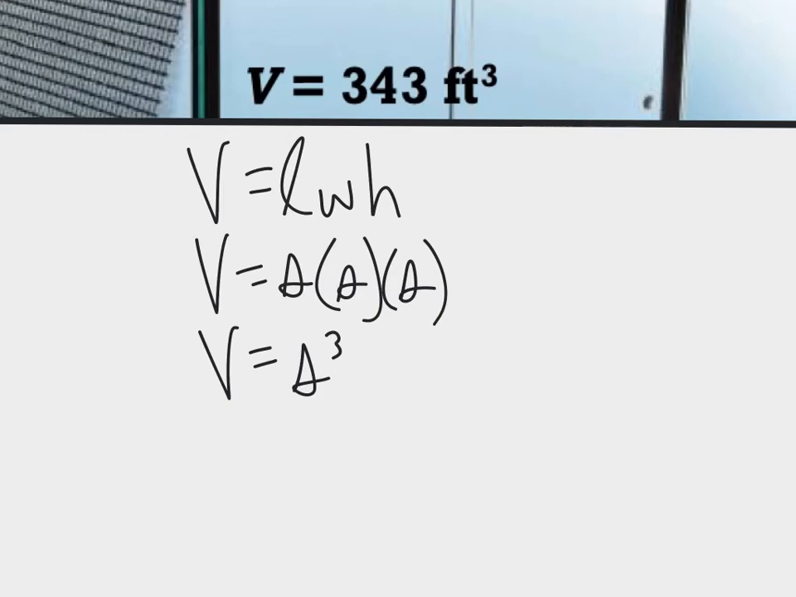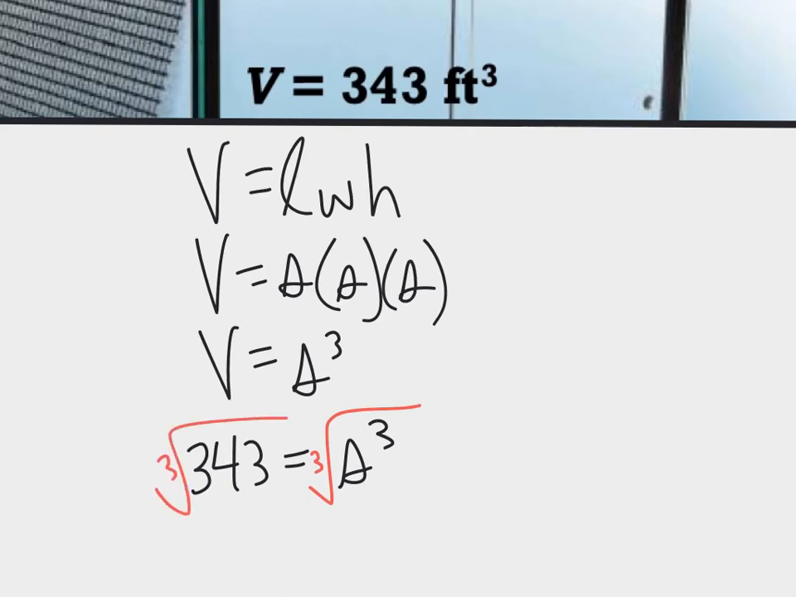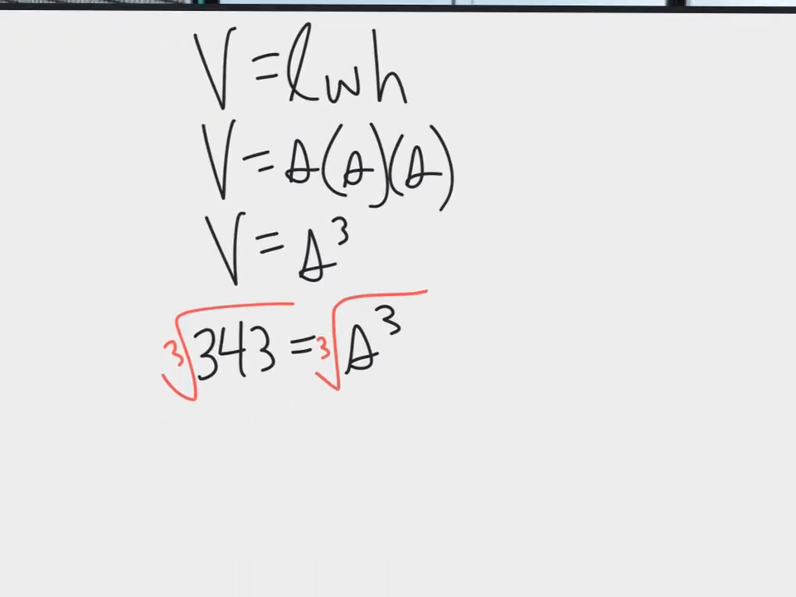And now we can start substituting in. So the volume, like the book shows from this point, the volume is 343. And then this time s is being cubed. So to get rid of the cubed, we need to take the cube root. So if you do the cube root of 343, you'll get 7.